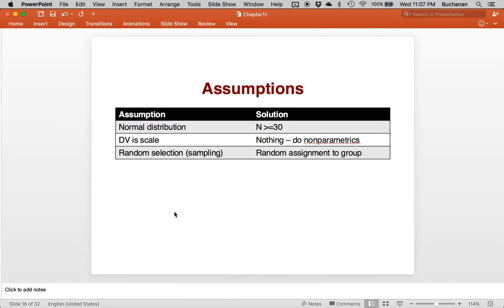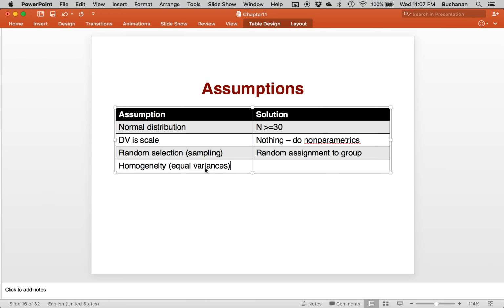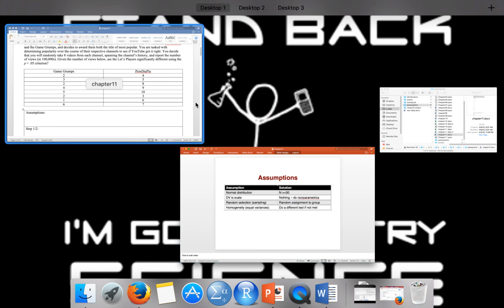So that first step is still all about the assumptions, and we actually added one more here. We talked about homogeneity, so I'm going to sneak that into the notes too, so that you have it later. So the assumption is homogeneity, or equal variances, and the solution is to do a different test. Okay, let's go through and work these.